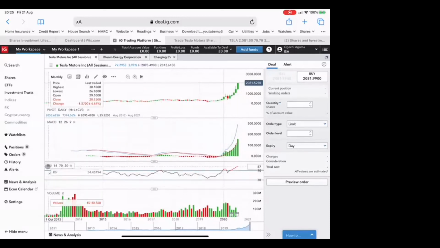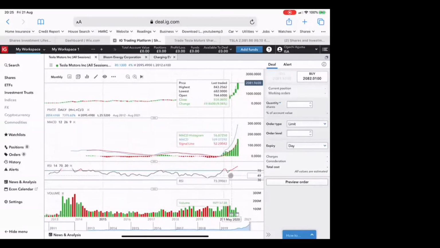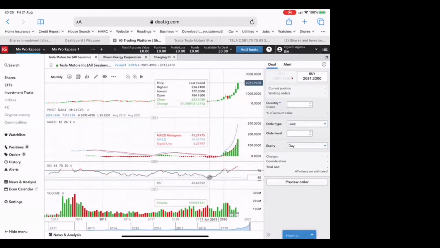For the relative strength index, it's quite simple. When the line touches 30, it's oversold. When it touches 70 and even above, it means it's overbought, which means there may be a correction soon. It may dip in the middle, as you see here in the middle.